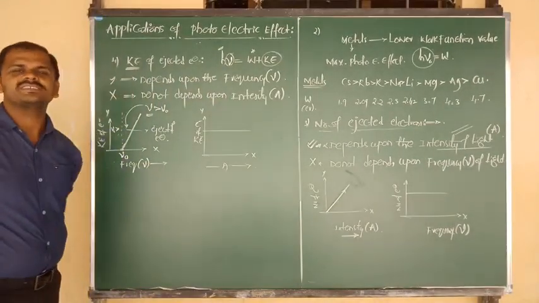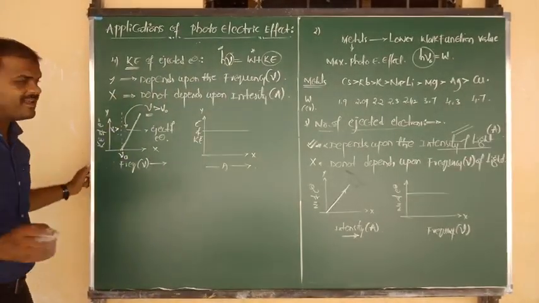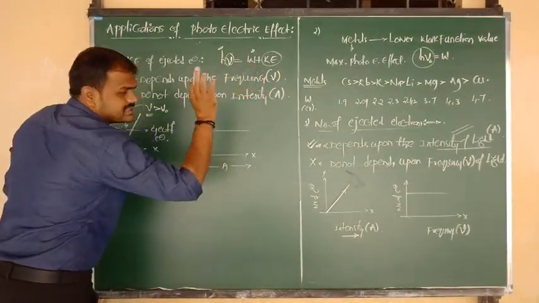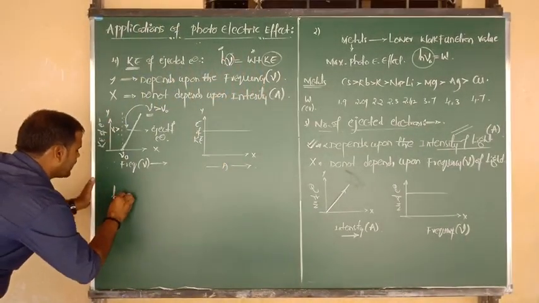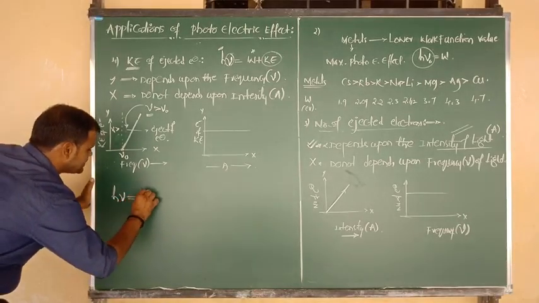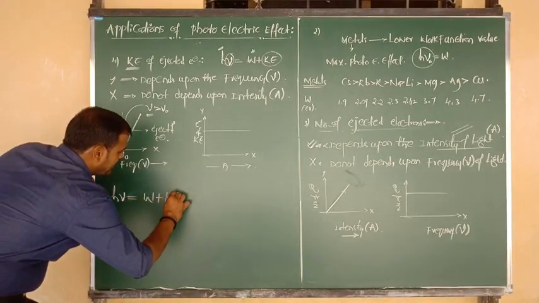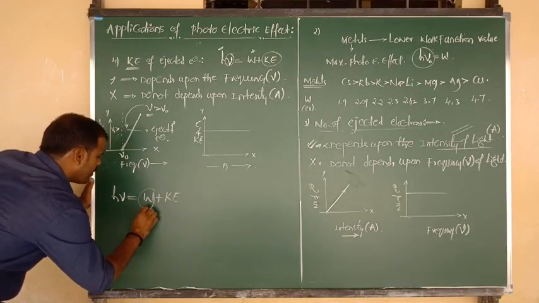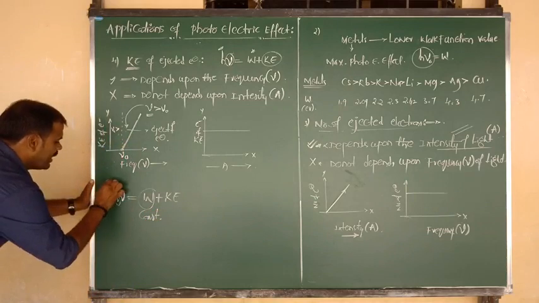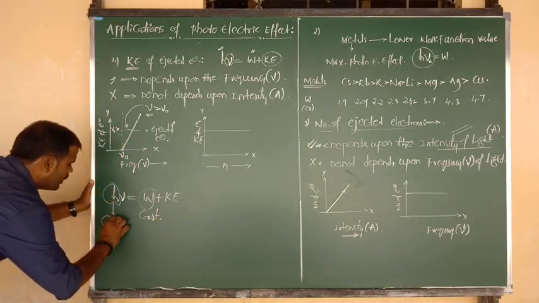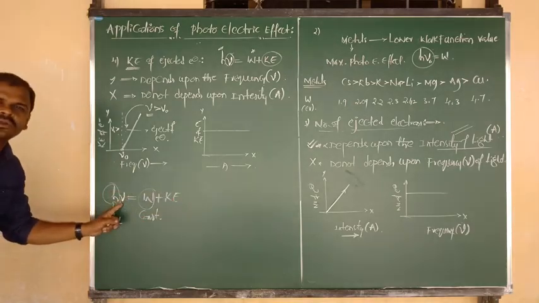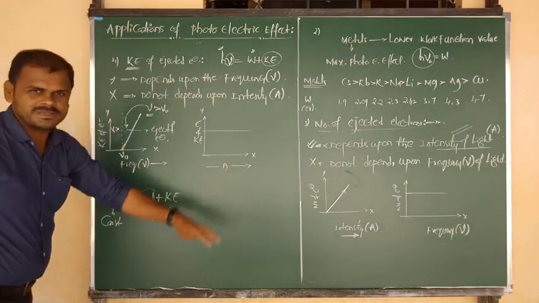Intensity means constant value. I hope you understand. Another formula: kinetic energy depends upon the frequency. As per the photoelectric equation, h nu is equal to W plus KE. W is nothing but a constant, the work function value is constant. Yes, h is nothing but Planck's constant. Both are constants, so kinetic energy is directly proportional to what? Frequency. Yes, it depends upon frequency.